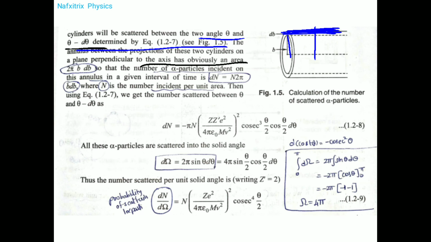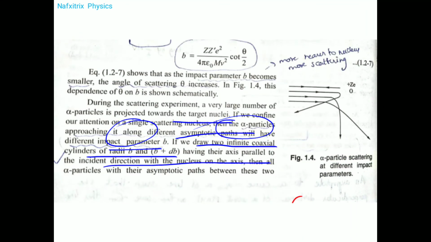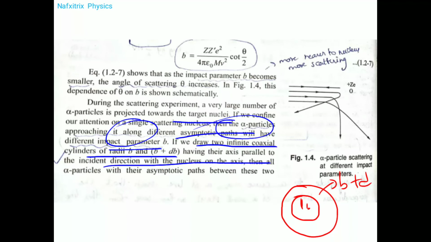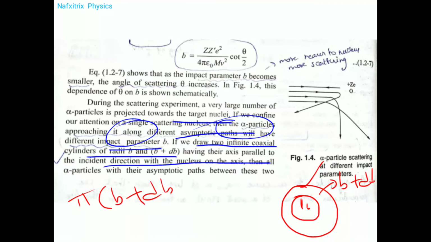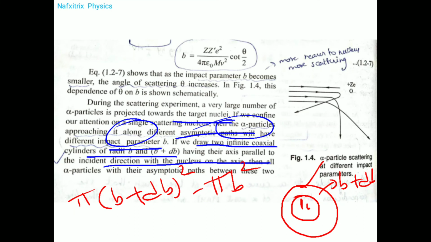So let us suppose this is a circle of radius b, and this is another circle of radius b plus db. If I remove the smaller circle from the bigger circle, what is the area? The area of the bigger circle is pi r square, that is pi into (b plus db) whole square, minus pi into b square. That resultant area is nothing but the area of this annulus. That is what they are saying.